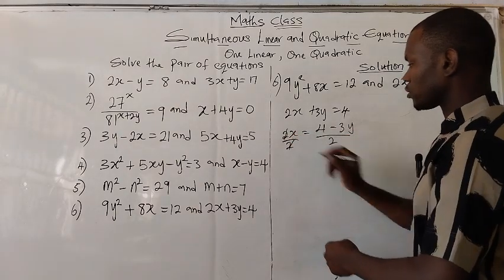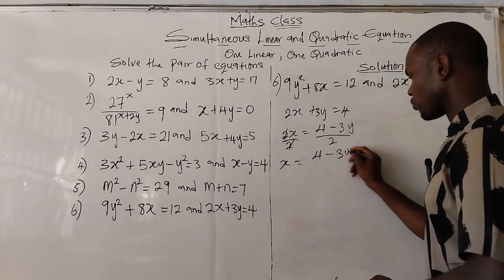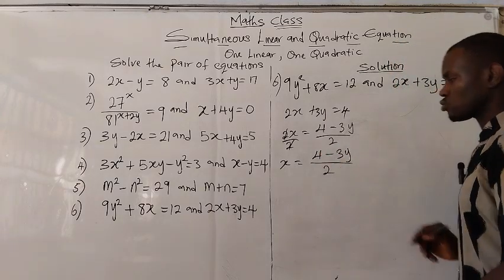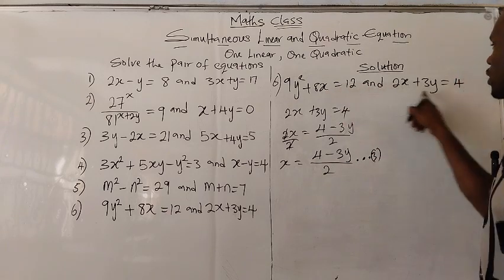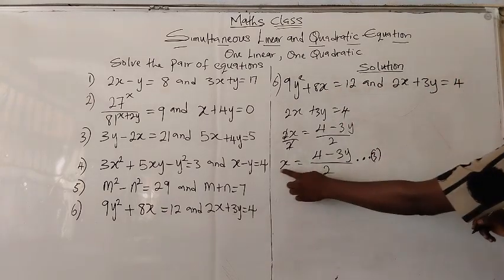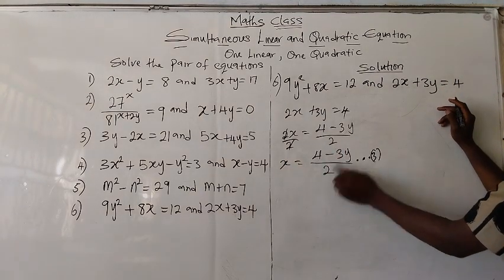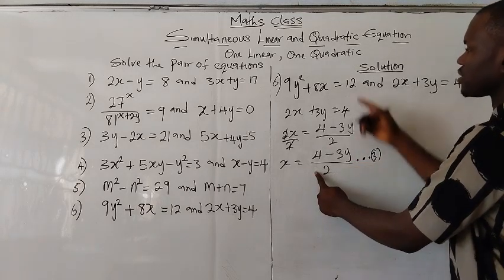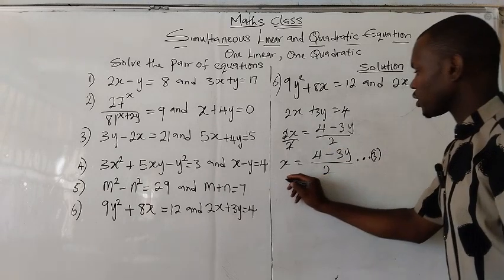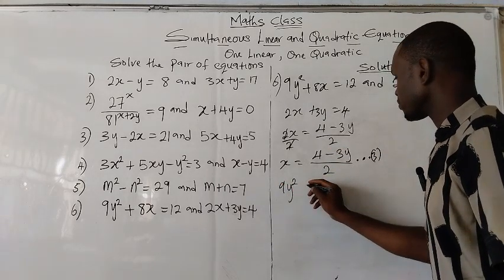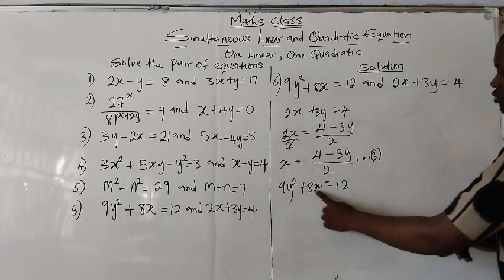So this will take care of this. Then x is equal to 4 minus 3y all over what? 2. We can comfortably call this equation 3. This is 1 and this is 2. Now that we have gotten x from equation 2 to be 4 minus 3y over 2, substitute it in equation 1. Anywhere you see x, put this value. So we have 9y squared plus 8x equal to what? This is 12. So let's substitute.